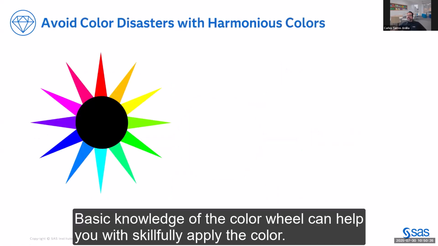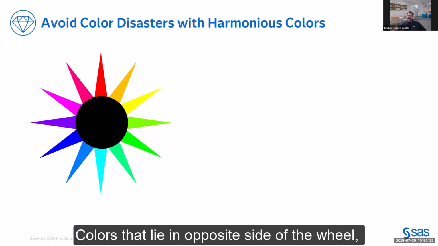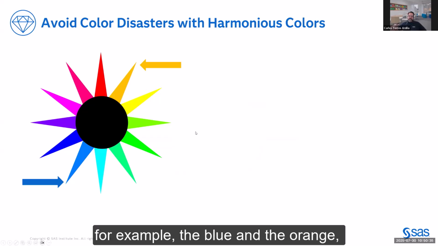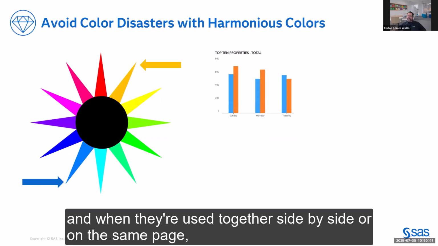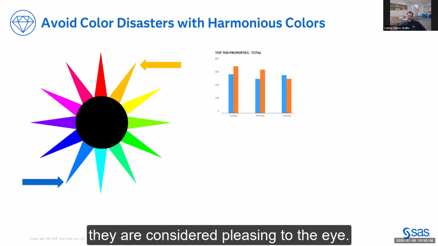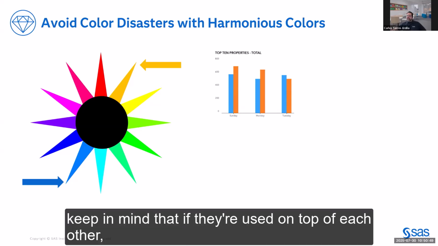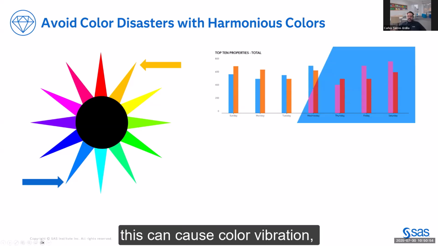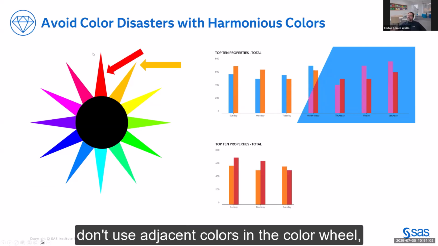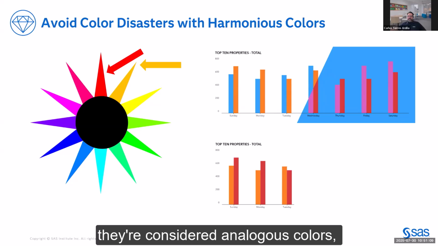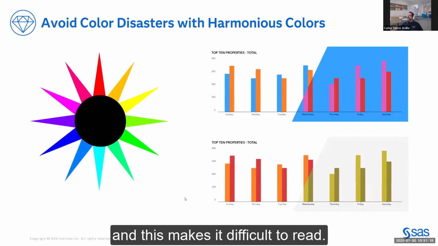Things to avoid when using color. Basic knowledge of the color wheel can help you skillfully apply the color. Colors that lie on opposite sides of the wheel, for example blue and orange, are known as complementary colors, and when they're used together side by side or on the same page, they're considered pleasing to the eye. However, keep in mind that if they're used on top of each other, this can cause color vibration, which is unpleasant to the eye. And then don't use adjacent colors in the color wheel. They're considered analogous colors, and this makes it difficult to read.